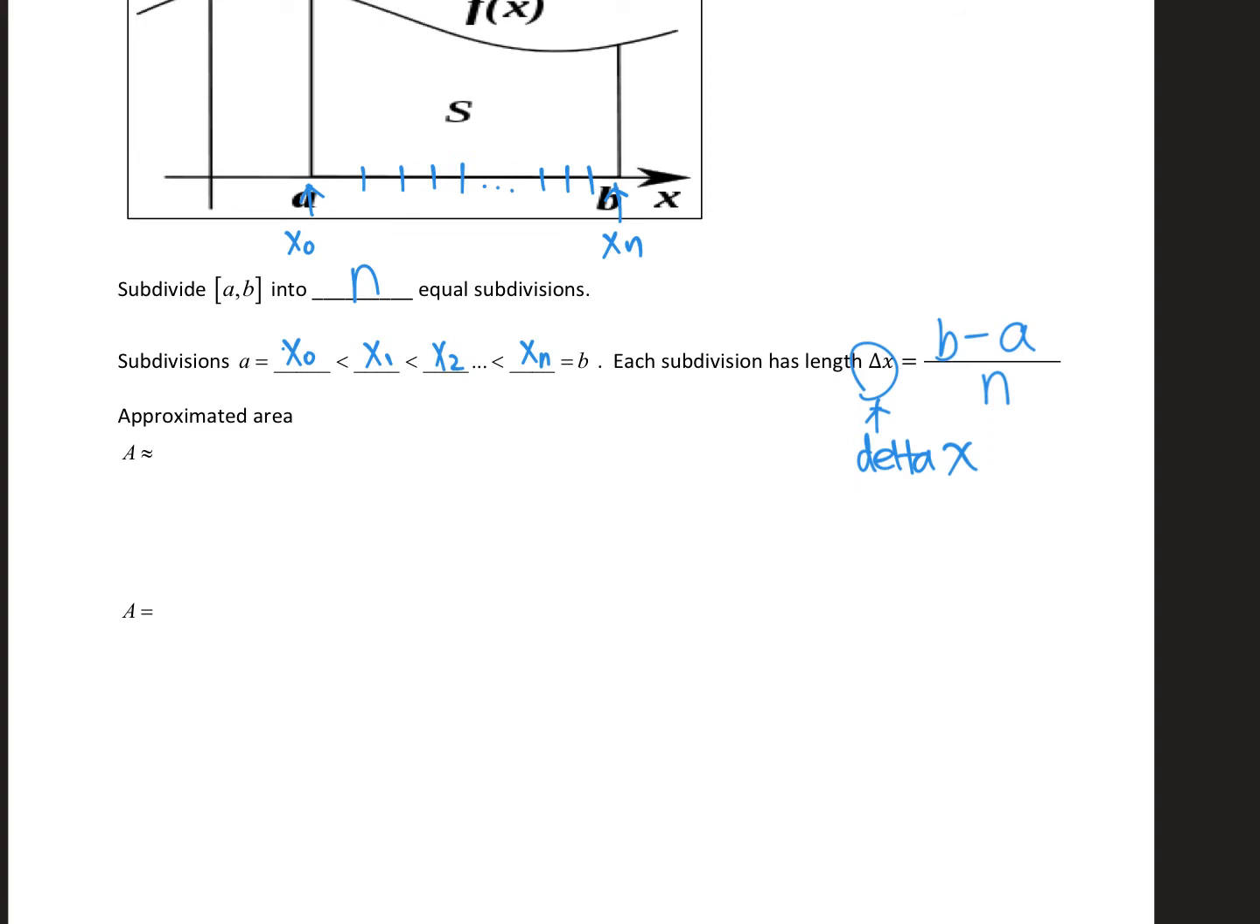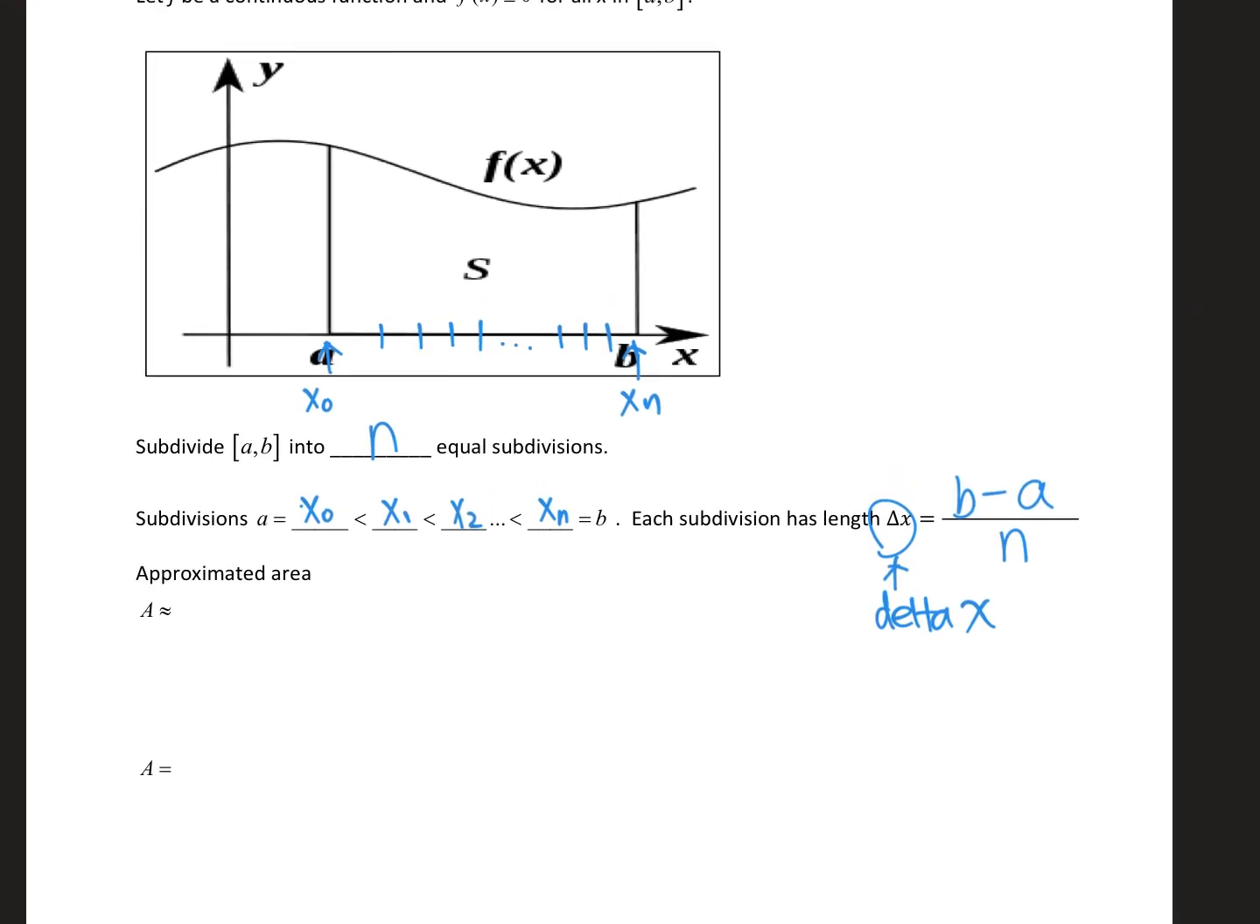So for the approximated area, I can run the same argument. Like the first rectangle, if I were to use the right endpoint, so this is x1, this is x2. The length of the rectangle is delta x, which is b minus a over n. How about the height? It's just whatever the function is, so it's f of x1. If f of x is x squared, then it's whatever this number squared. If f of x is 1 over x, then it's 1 over that number. Whatever the function is, I plug in this number, and whatever answer you get will give you the height of the function.